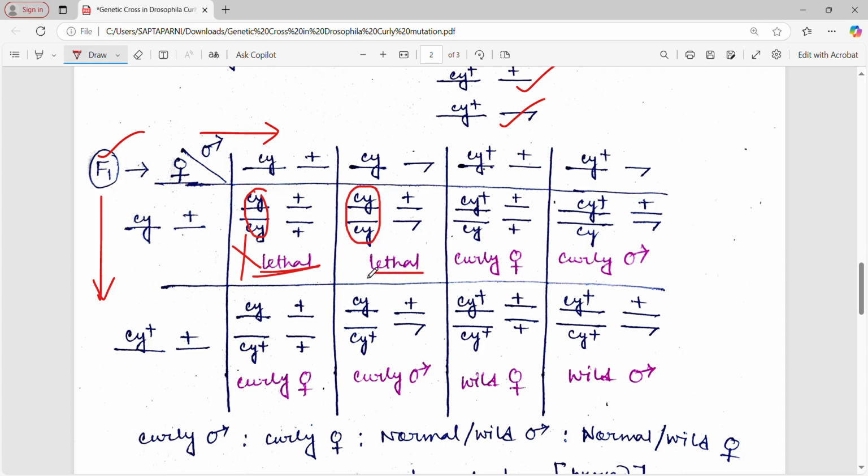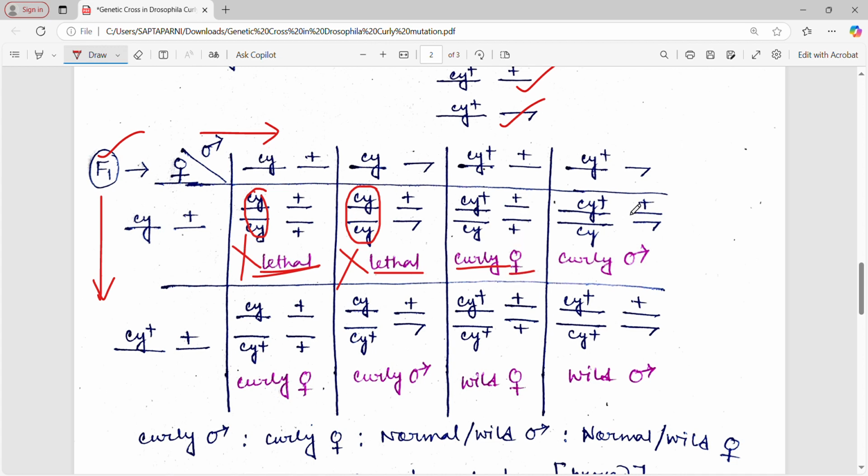Okay, so it is also lethal. Now here, Cy plus plus, as here one Cy plus and one Cy is present, so obviously Curly is dominant over wild type. So here in heterozygous condition it will show Curly mutation, and here as there are two X chromosomes it will be Curly female.